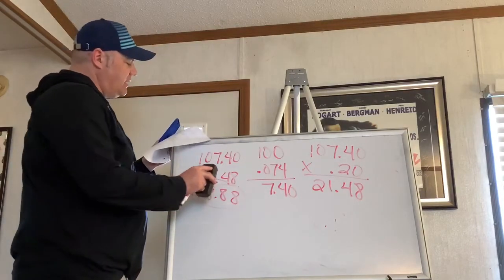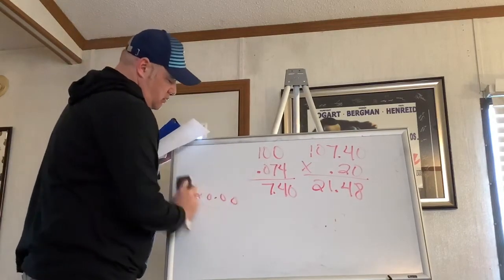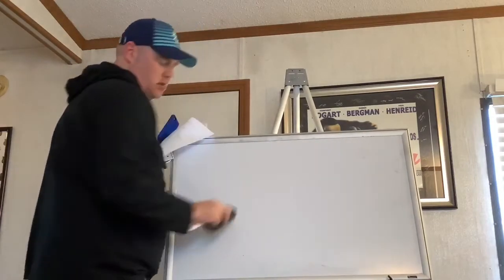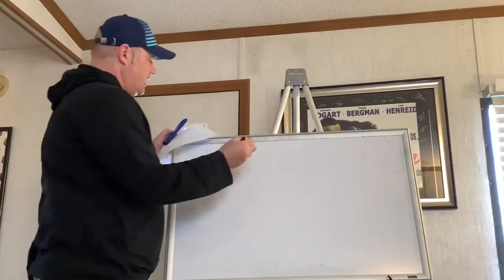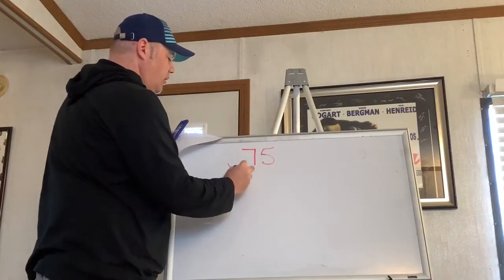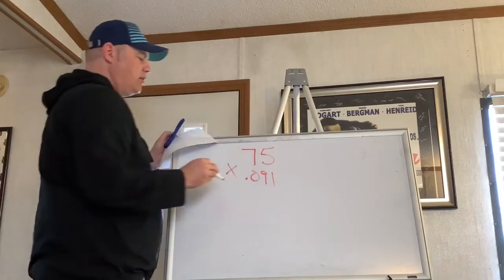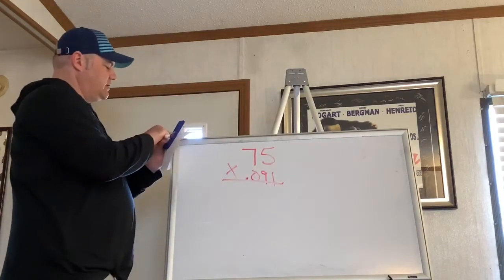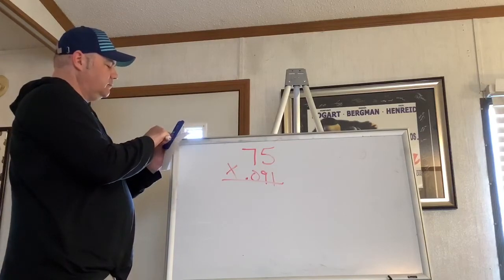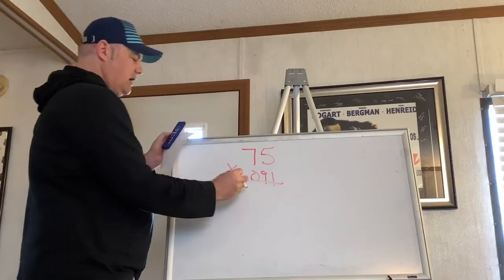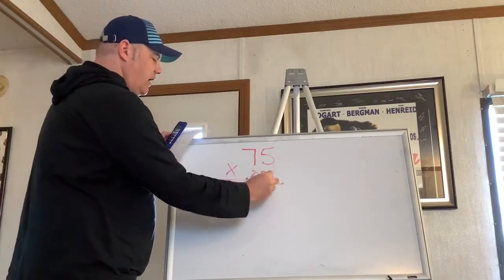Okay, the last one I had you do was a $75 meal at 9.1%. We said maybe we ate down at the landing. It had a really high sales tax. And so we're going to do 75 times 0.091. And that came to 6.825.